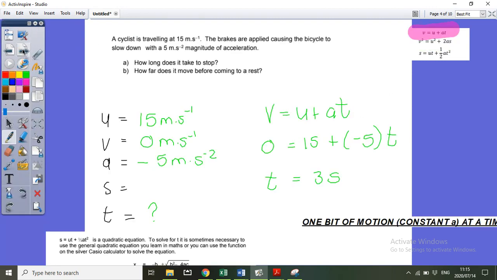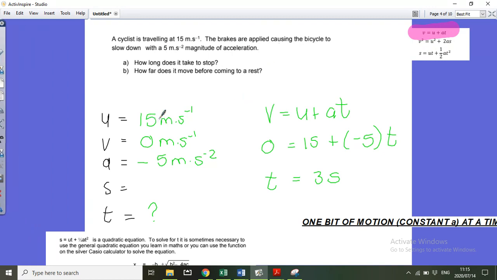Another example, you can see here the initial velocity is given as 15 meters per second. They tell you that he's slowing down, so the force is against the motion, so you need to remember that it's going to be negative. And then they say to stop. So if it's stopping, the final velocity is going to be 0. The time is asked, and this time the displacement is not needed. So it leads us to that first equation there.